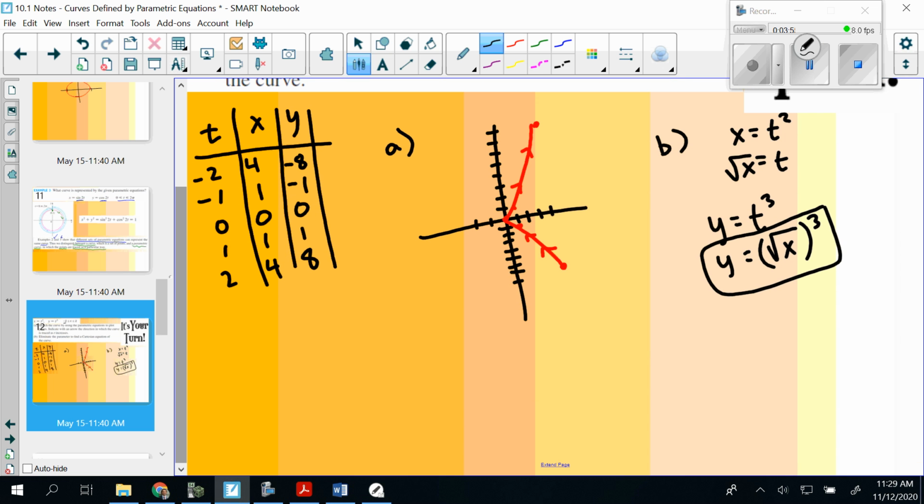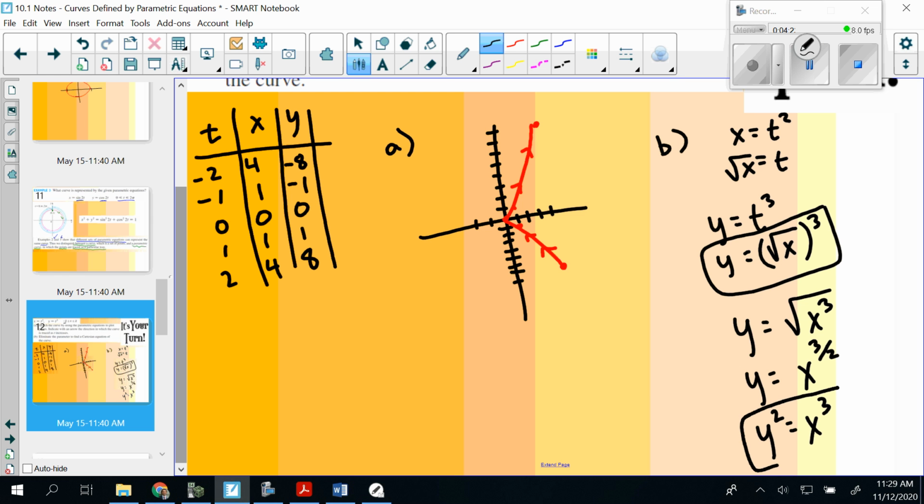You might also see this written in some other forms. We could write this as y equals square root of x cubed. It would be the same thing, or if we did it as an exponent, this would be x to the 3/2 equation. One other way that you also see a lot of times these types of equations written, if we were to square both sides, you could also write this as y squared equals x cubed. So these are just all some different ways you might see the same answer written.